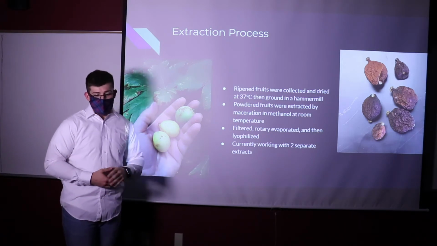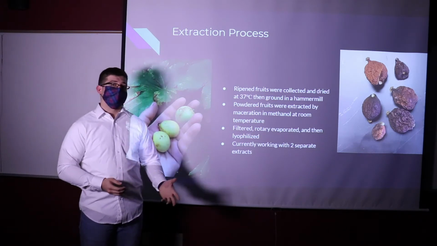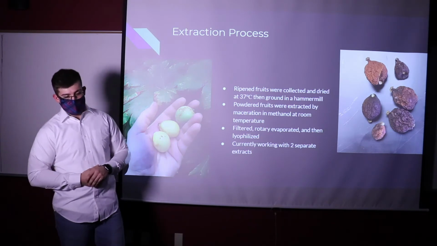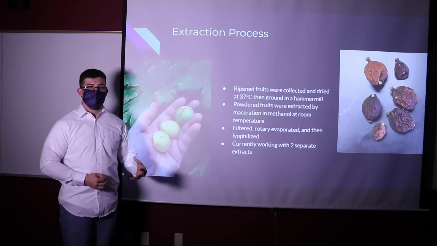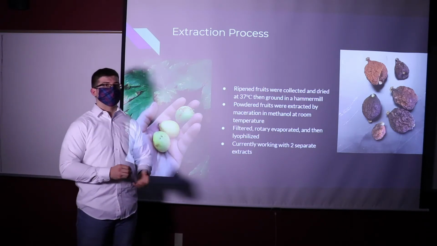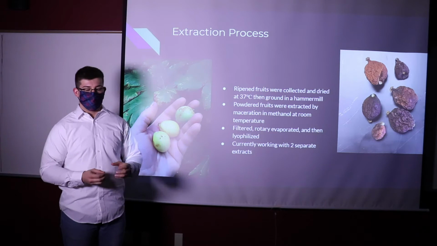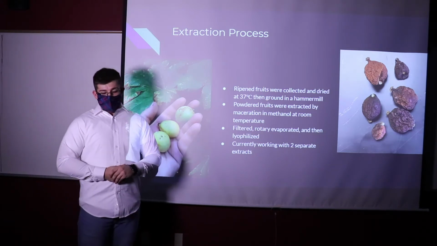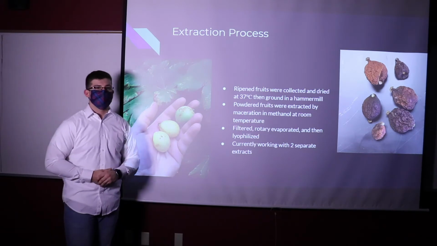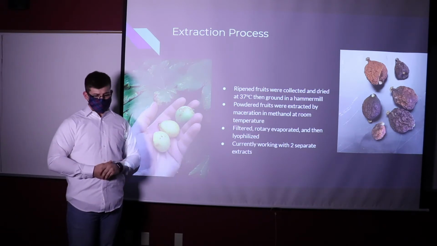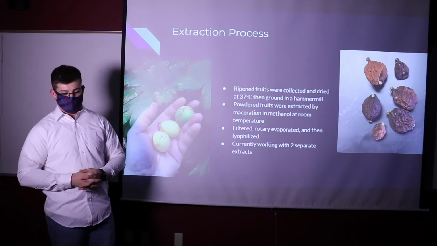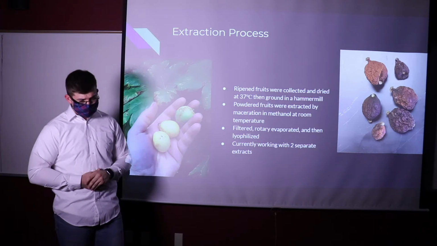we dry them out inside of a dryer at 37 degrees Celsius, and then we put them through something known as a hammer mill, essentially just to grind them into a fine powder. This powdered fruit is then placed inside of methanol for a process known as maceration, and this allows us to essentially extract all the components out of the fruit powder itself. This methanolic maceration extract is then run through a filter and then it's lyophilized and evaporated so that we can collect the components themselves from the methanol.